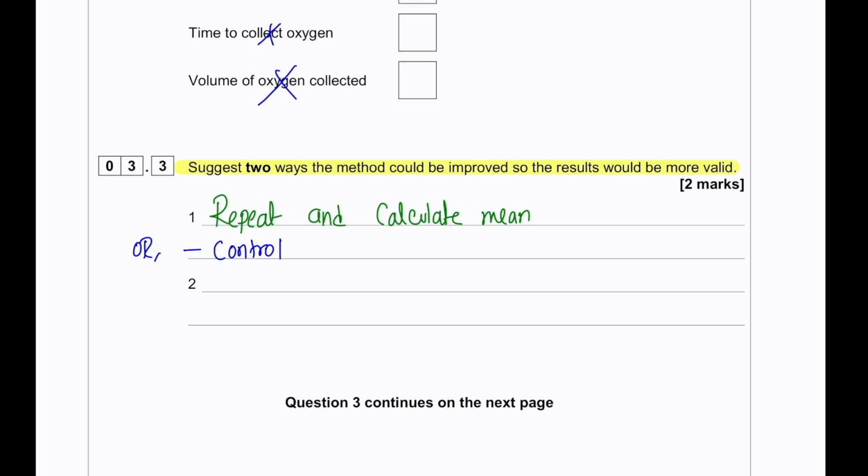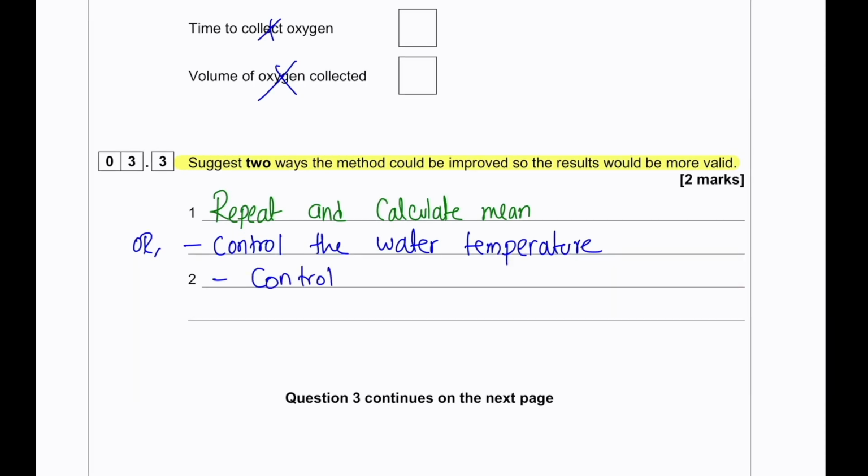So we can use a water bath to maintain the constant temperature of the water. We can control the distance of the light bulb from the pondweed, because the same light, when it is closer to the pondweed, will have a higher intensity of light, and when it is far away, then it will have a lower intensity of light. So we can control that.